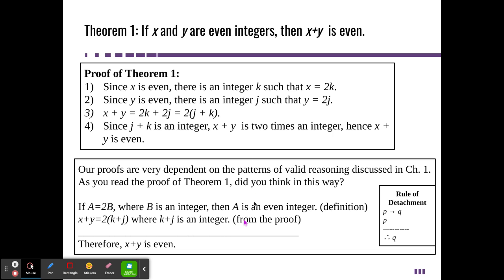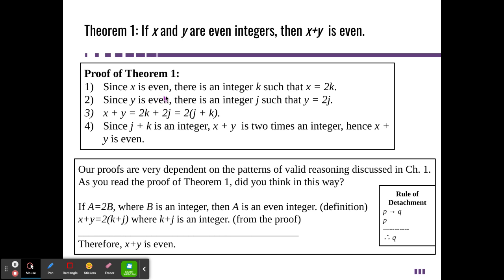So here's our proof. The proof is up here. Down here is just some talking our way through it, making sure we understand what we just did. We start off with this idea of if P then Q. So if x is even, then there's a k such that x is equal to 2k. That's straight from the definition of an even integer. And since y is even, there is an integer j such that y equals 2j. Let's think about that as the rule of detachment. These are our premises that we're establishing up here, the ifs.